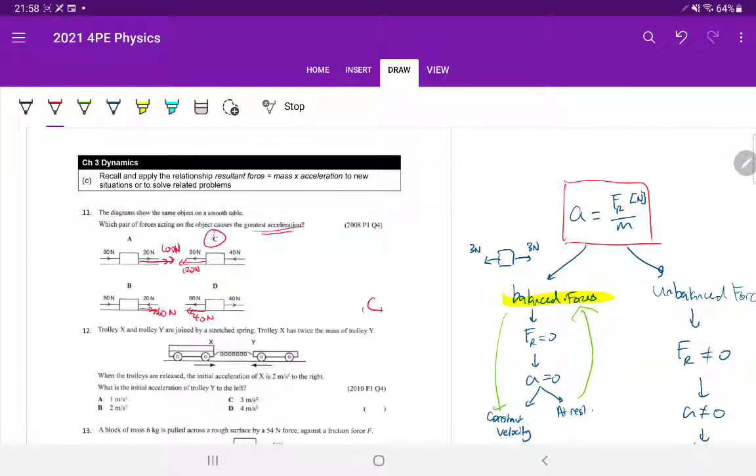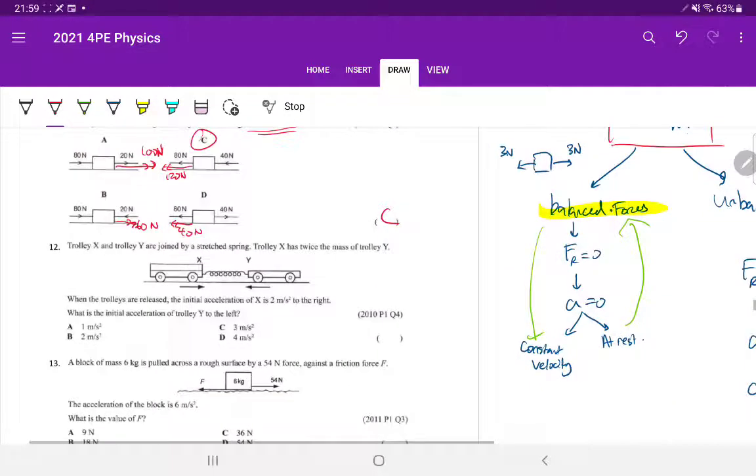Right? How something changes state of motion? Well, this formula tells us two things, the resultant force and its mass. So let's look at the next question. Trolley X and trolley Y are joined by a stretched spring. Trolley X has twice the mass of trolley Y. When the trolleys are released, the initial acceleration of X is 2 meters per second squared to the right. What's the initial acceleration of trolley Y?